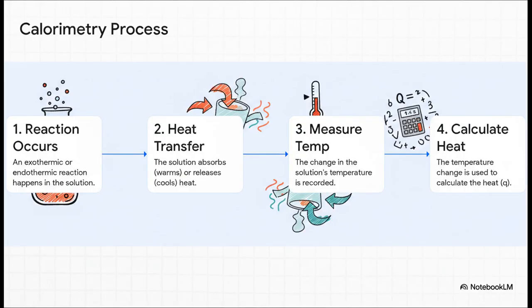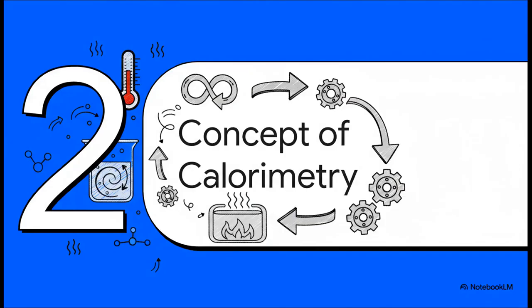The process itself is pretty straightforward. First step, you kick off the reaction in the water inside the cups. Then, the heat is going to flow one of 2 ways, either from the reaction into the water or the other way around. Third, you very carefully measure that temperature change. And finally, you use that number to calculate the total amount of heat that was transferred. Simple.